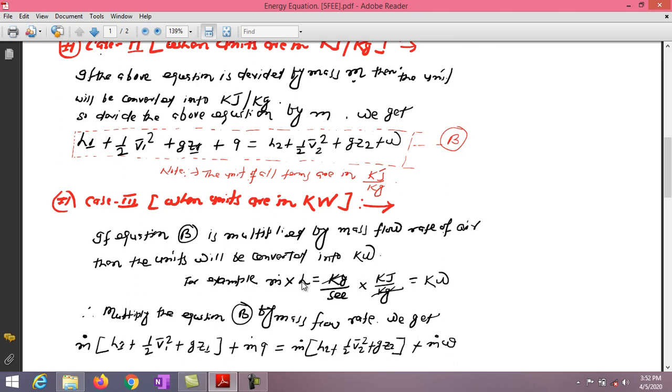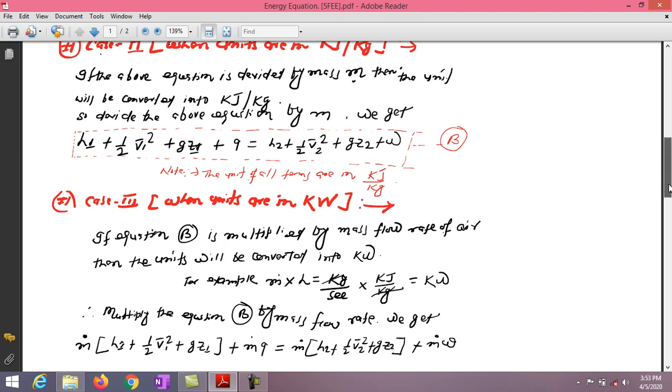Suppose this is a specific enthalpy. If you multiply it by the mass flow rate of air, this is m dot into h. What is m dot? It is kg per second, and h is kilojoule per kg, specific enthalpy. The kg will cancel out, and the unit will be kilowatt. So if equation B is multiplied by the mass flow rate, the unit of all terms will be kilowatt. Simply multiply equation B by the mass flow rate to convert it into kilowatt.